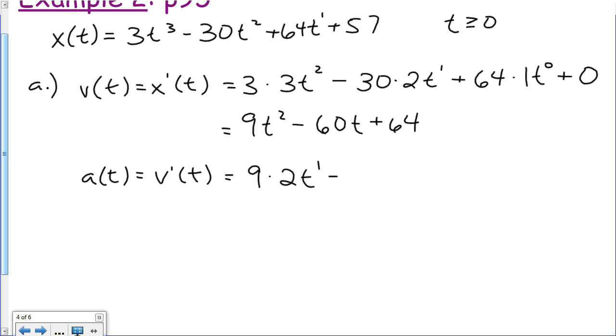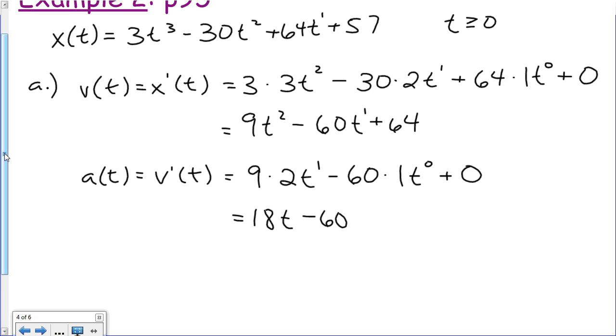And then minus, here again we've got a constant times a function. If you want to think of that as t to the first to help you out here, write it that way. So 60 is the constant that stays out front times the derivative of t to the first. Again, use power rule, it's 1 times t to the 0. And then finally, the 64 at the end, that's a constant, its derivative is 0. So again, let's just rewrite that slightly. It'll be 18t minus 60. All right, that's the first part of this question.